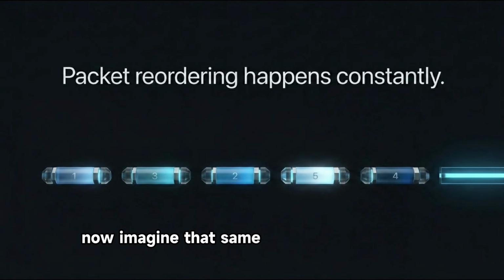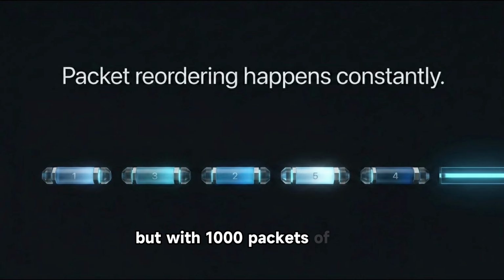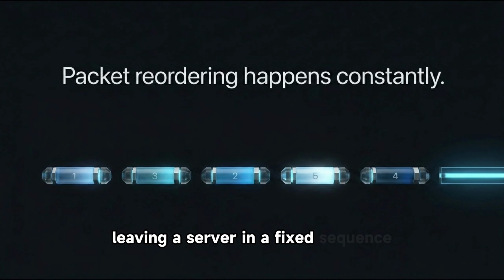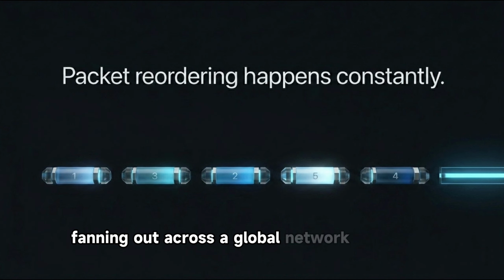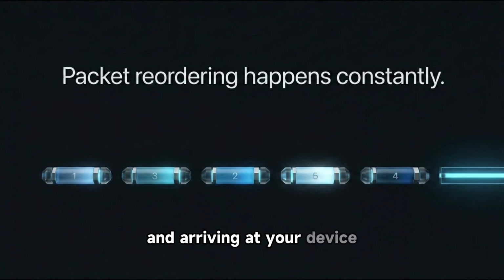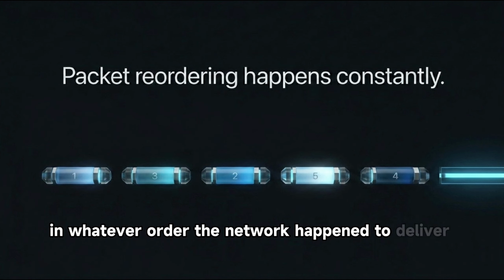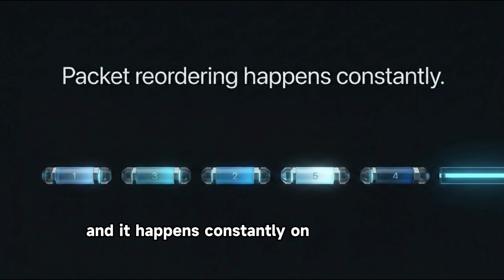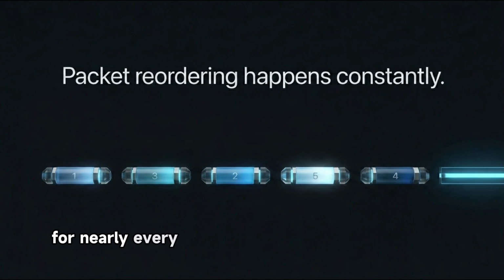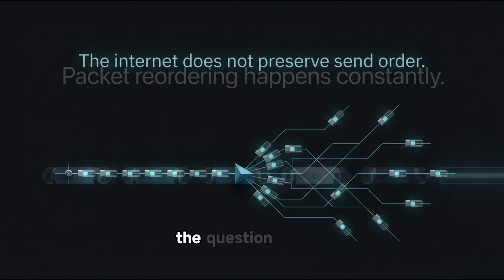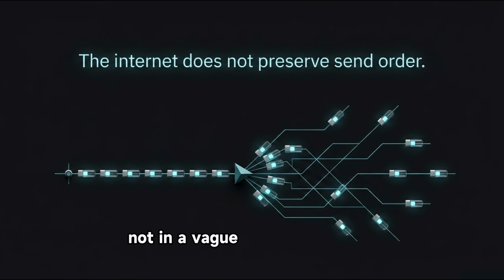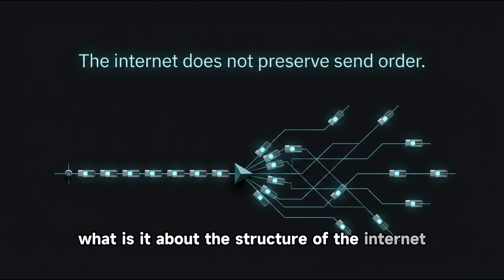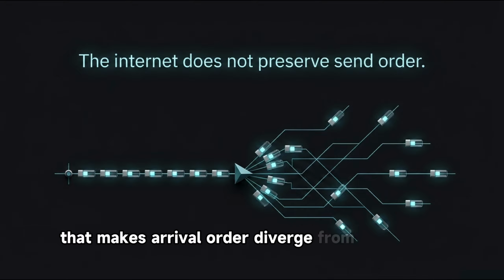Now imagine that same scenario playing out, not with 2 people, but with 10,000 packets of data, leaving a server in a fixed sequence, fanning out across a global network of routers, and arriving at your device in whatever order the network happened to deliver them. That's packet reordering, and it happens constantly, on nearly every connection, for nearly every piece of data you've ever received. The question is why? Not in a vague, hand-wavy sense, but specifically, what is it about the structure of the internet that makes arrival order diverge from send order?